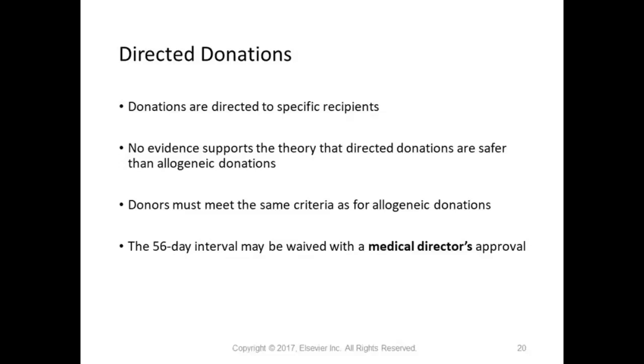So no evidence supports the theory that directed donations are safer than allogenic donations. This is what I've always said. Unless it's your spouse or significant other, how can you trust anybody else? Just because they're related to you, that doesn't mean that their blood is any safer than anybody else's. They have to answer the same donor questions too. So they go through the same process as an allogenic donor.